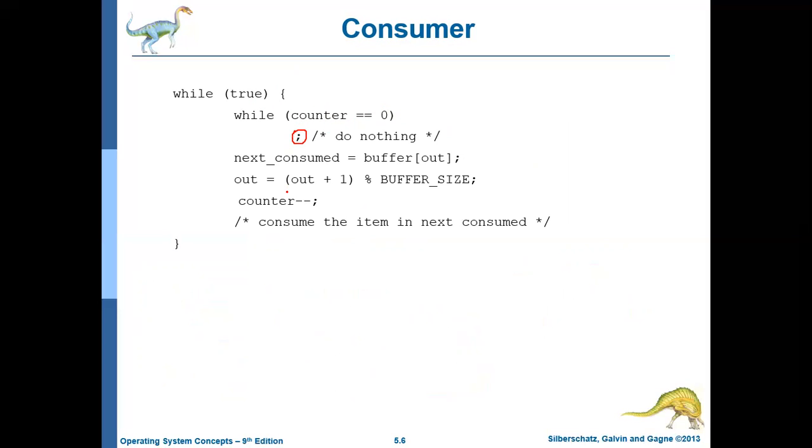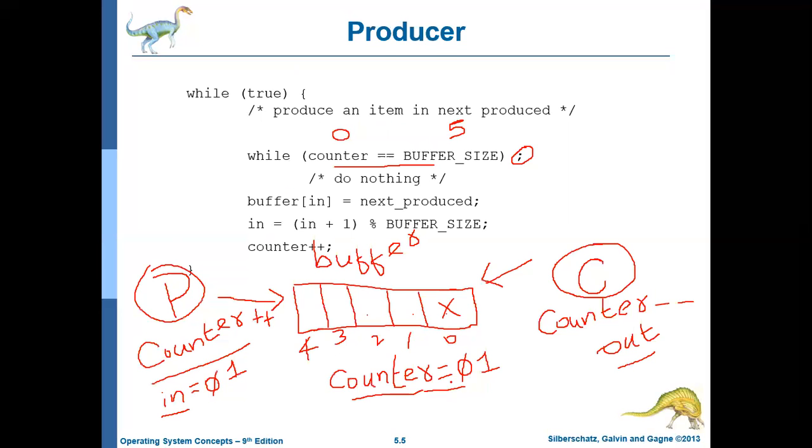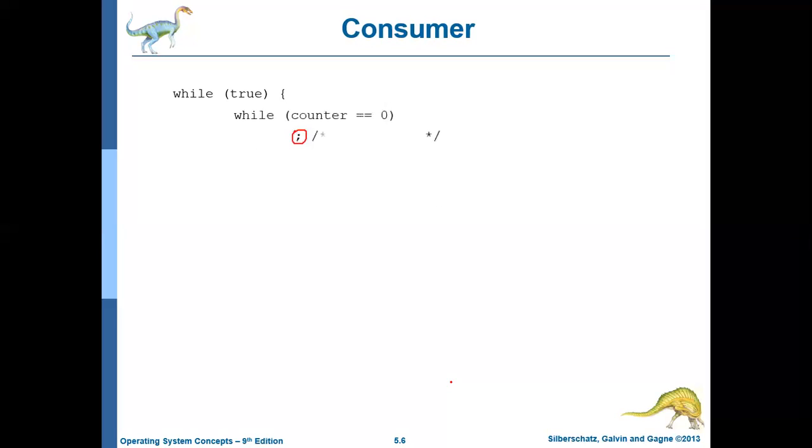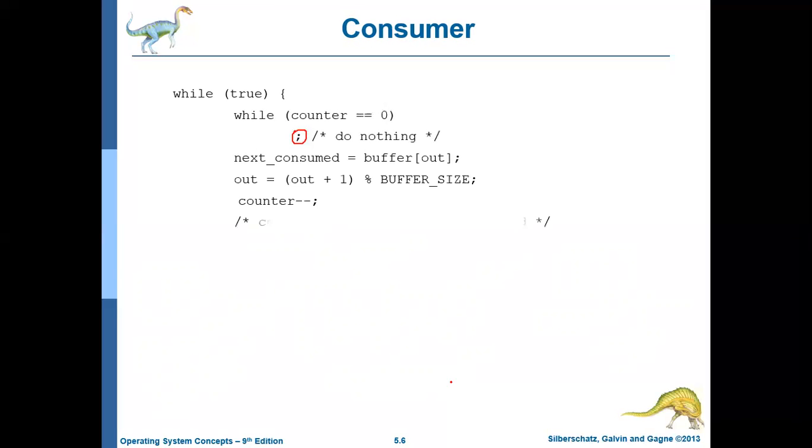Now, based on the previous case, we know counter is 1. That is, one item has been added by the producer into the buffer. So counter is not 0. As counter is not 0, it will come in.